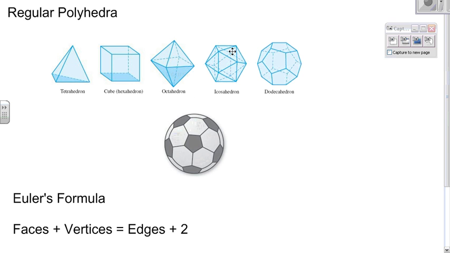Icosahedron, also regular triangles, but there are 20 of them grouped together. Icosa means 20. And if you take regular pentagons, you can get the dodecahedron. Dodeca means 12. 2 and 10, 12. So I said that those are the only 5, but if you look at a soccer ball, you might think that it's a regular polyhedra, but if you look a little bit closer, the gray or black ones are pentagons, and the white ones are hexagons. They are regular pentagons and hexagons, and it's only those 2 shapes that make up the entire soccer ball. So that is a semi-regular polyhedron.